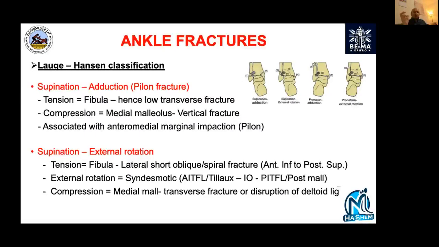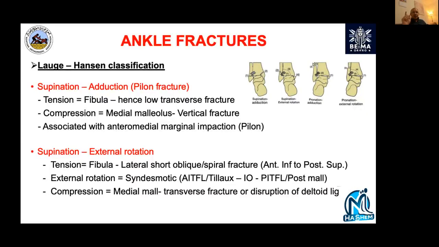So the first thing to fail in the syndesmosis, because we are externally rotating, will be either the anterior inferior talofibular ligament or the T-low fracture, and I'll show you this in a minute. Then secondly, if the force is enough, we'll get the interosseous ligament rupture. Then if the force is more and more, we'll get the posterior inferior talofibular ligament to rupture and or the posterior mal to fracture. Then we end with the compression side, which will be on the medial aspect, and you will find either the transverse fracture or disruption of the deltoid ligament.